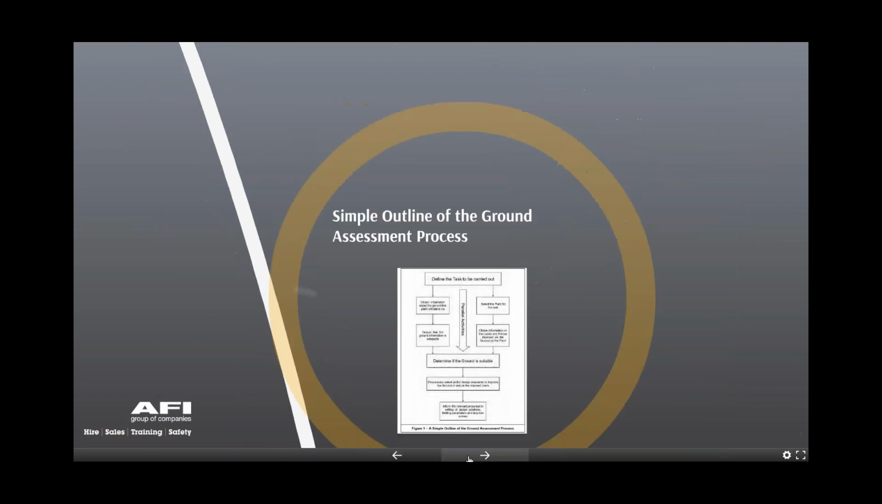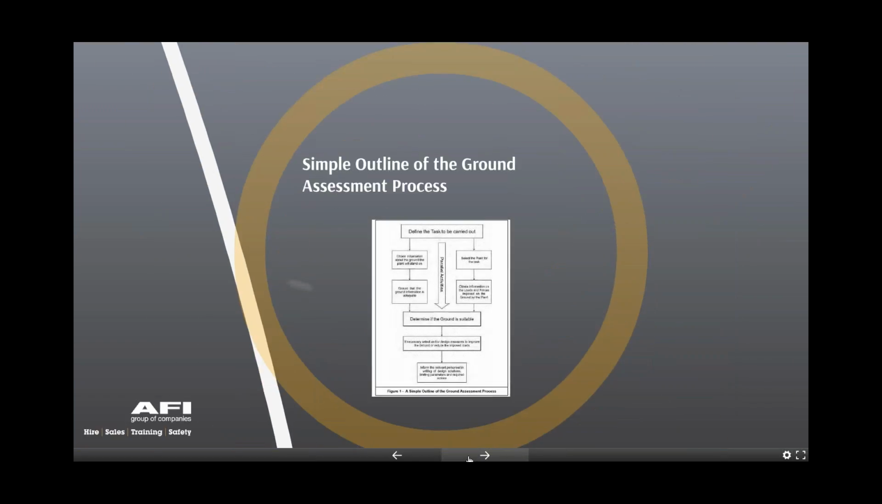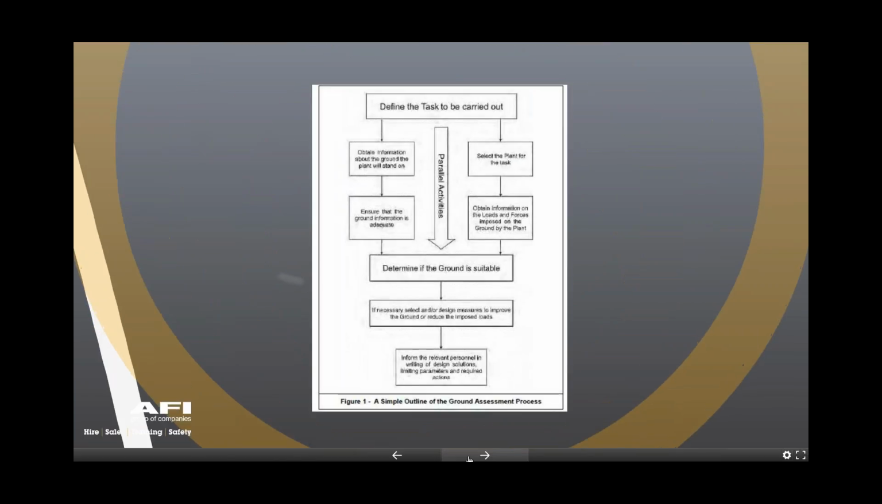Within the Strategic Forum Plant Safety Group, there is a very useful, simple outline of the ground assessment process. You can see there the defining of the task to be carried out, so works at 40 foot adjacent to a car park, whatever. There are parallel activities, including obtaining information about the ground and ensuring that the ground information is adequate. We then select the plant, in this case a MEWP, for the task, and obtain information on the loads and forces imposed on the ground by that MEWP. We then determine if the ground is suitable.